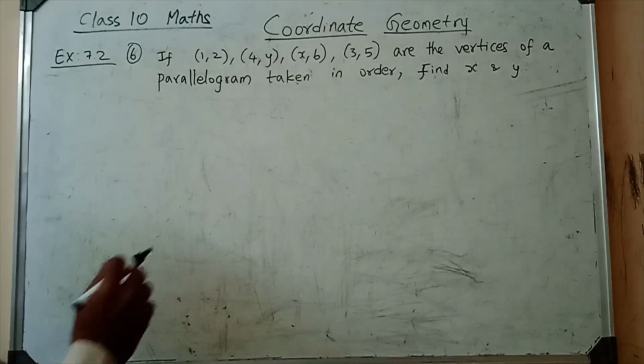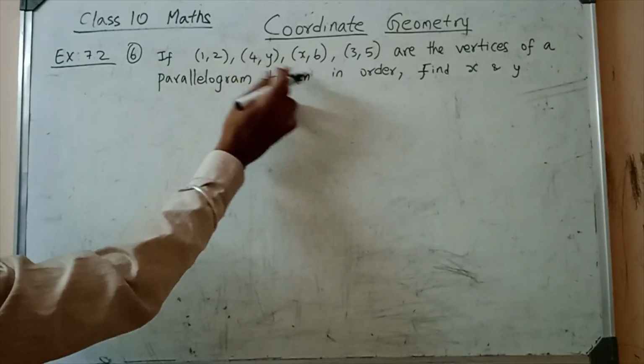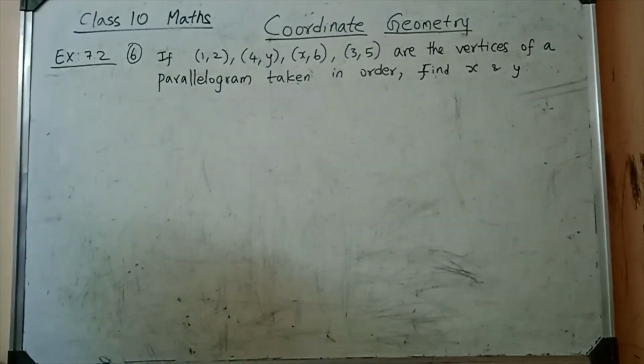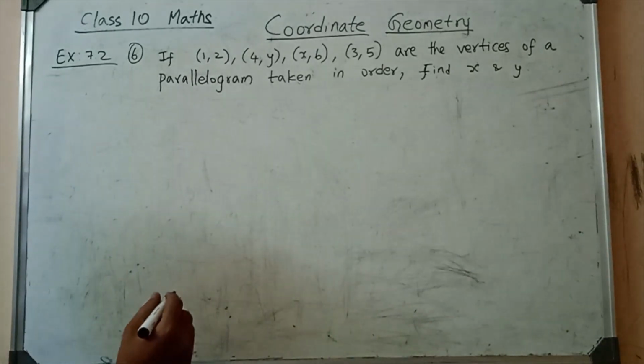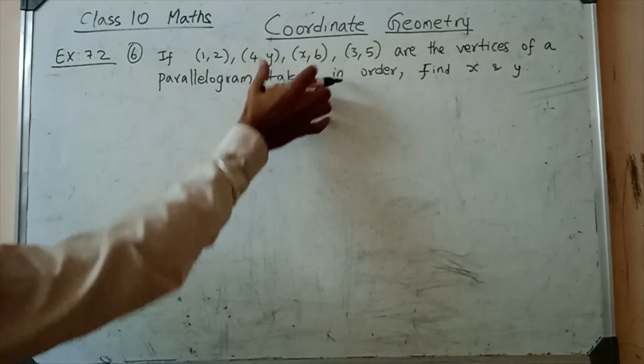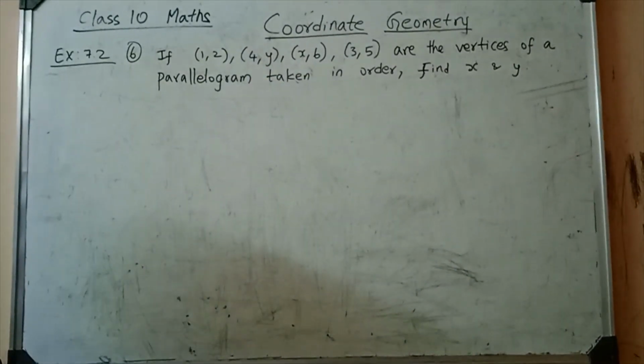Listen. So this is the question. 4 points are given, 1 comma 2, 4 comma y, x comma 6 and 3 comma 5 are the vertices of a parallelogram taken in order. Find x comma y. Okay. So parallelogram has 4 vertices we know. Okay, it is a quadrilateral. So these 4 vertices, points of 4 vertices only given. In that x and y unknown variables you have to find.